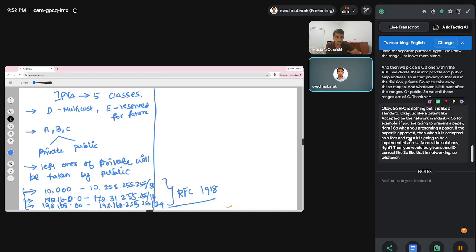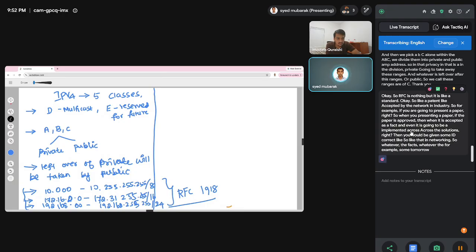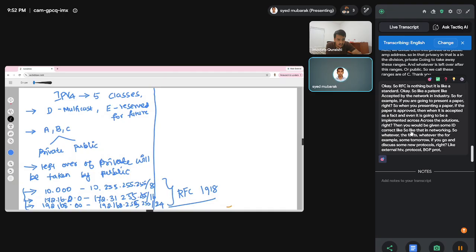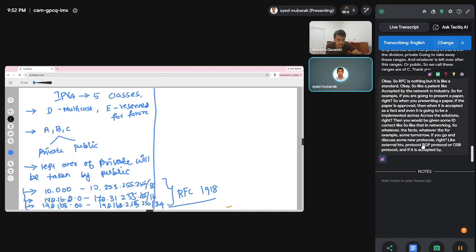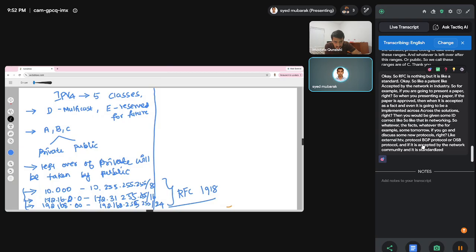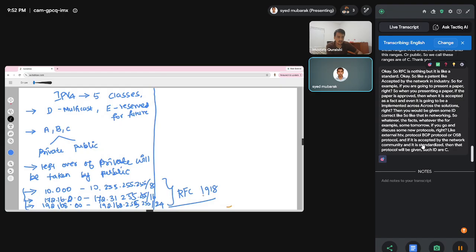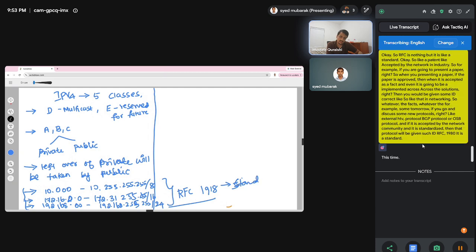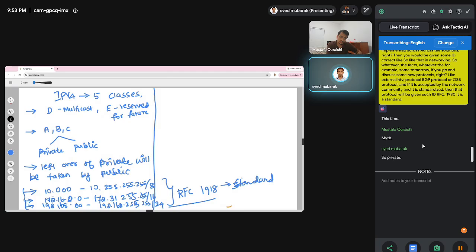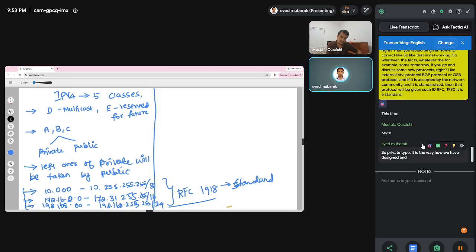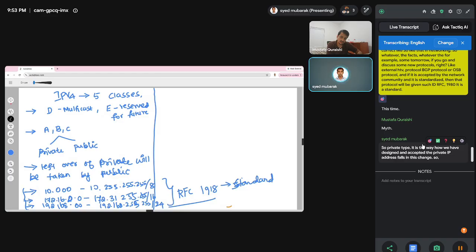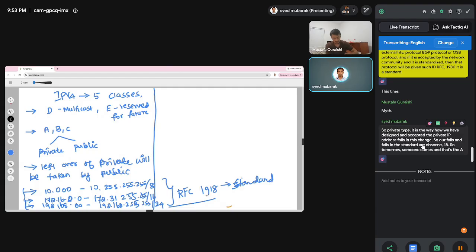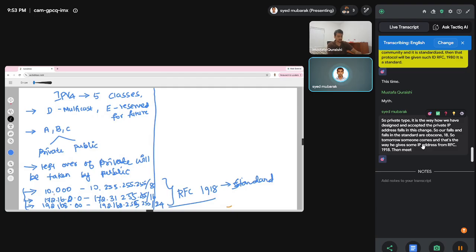So for example, tomorrow if you discover some new protocol, like the standard STP protocol, BGP protocol, or OSPF protocol, and it is accepted by the network community and standardized, then that protocol will be given such an ID, RFC 1918. It is a standard. So the way we have designed and accepted the private IP address falls in this standard, RFC 1918. So tomorrow if someone comes and asks, hey, give some IP address from RFC 1918, then they are talking about the private space.